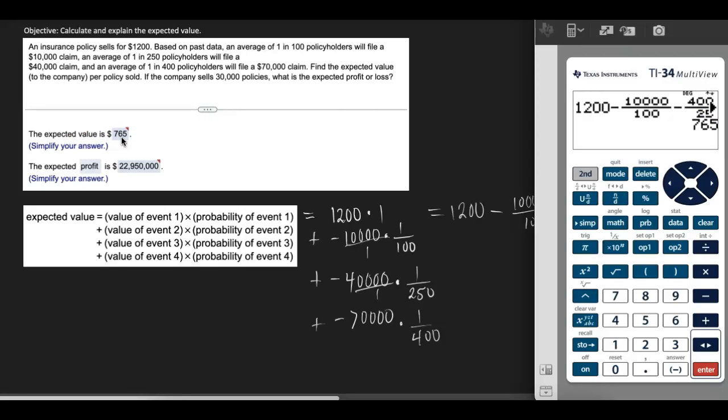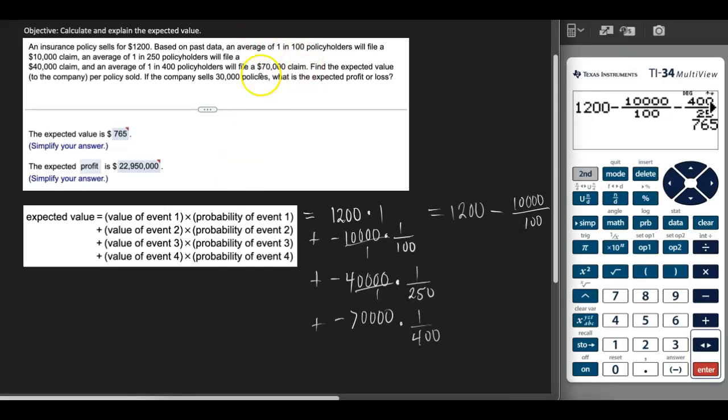Just like we know insurance companies work, they don't sell policies for nothing. And so they're going to make some kind of a profit. So they would want that expected value to be positive.